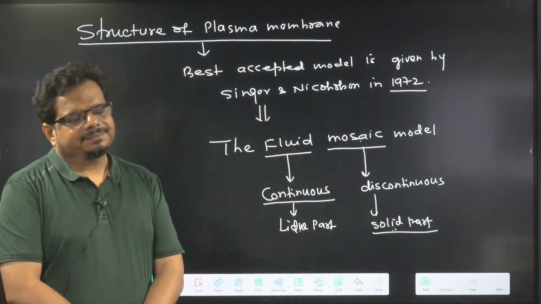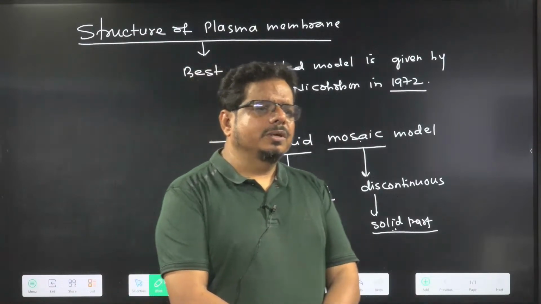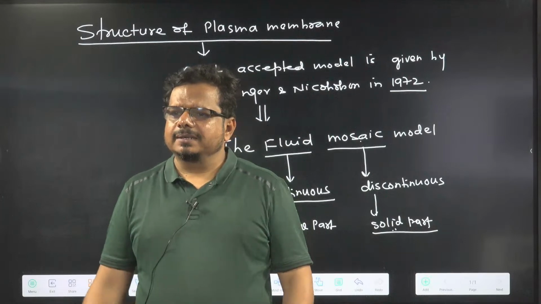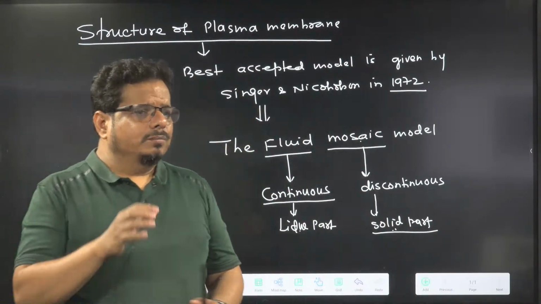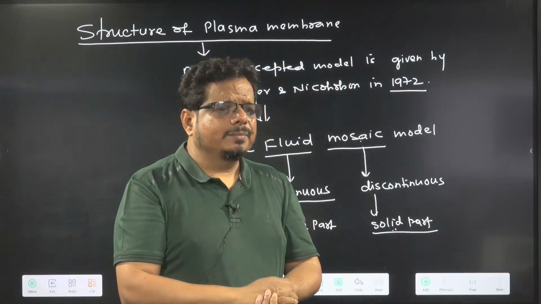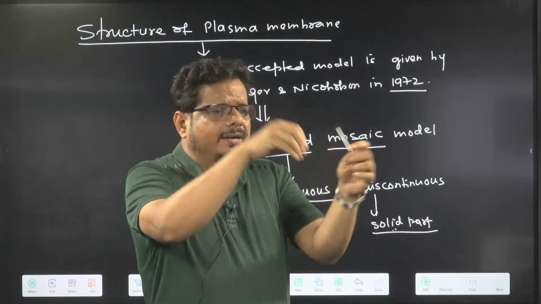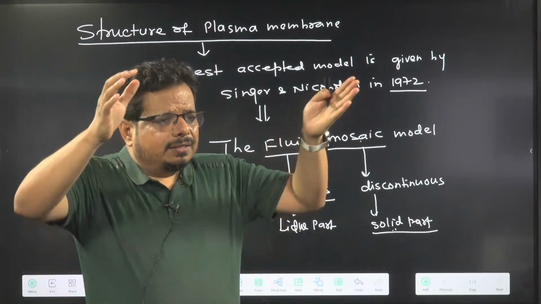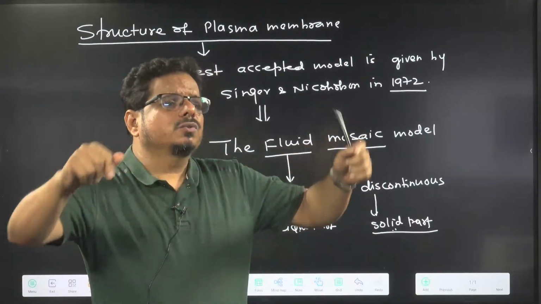Now I am giving you two examples to understand better the fluid mosaic. Try to understand. One example is gulab jamun in sugar syrup. You assume sugar syrup where gulab jamun are placed. You have seen it in the sweetmeat shop: there is a big container, and in that container they place many gulab jamun. So who is the liquid part? Sugar syrup. Who is the continuous part? Sugar syrup.